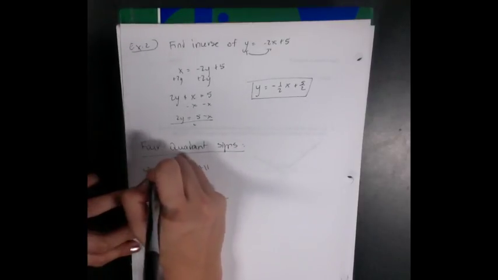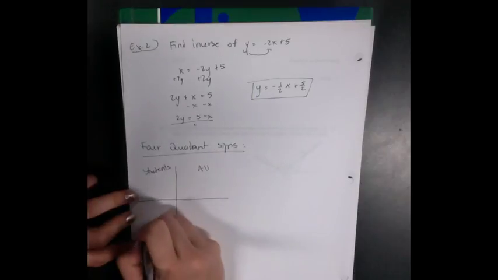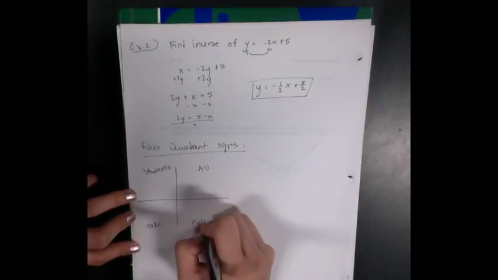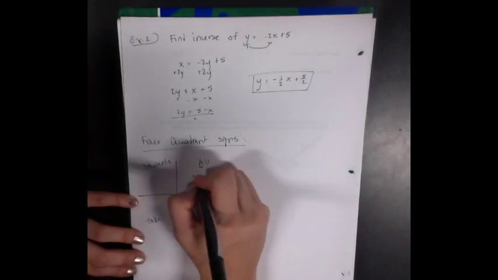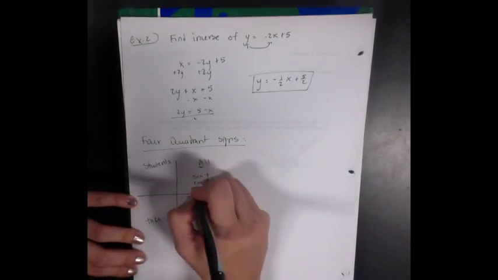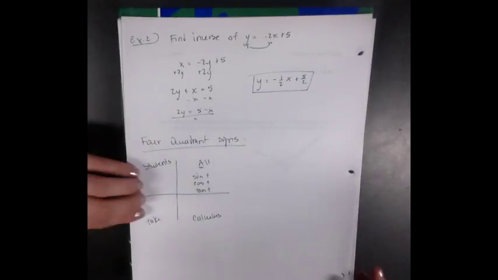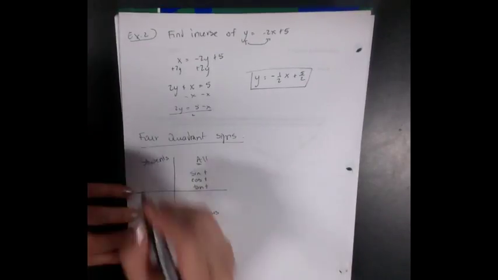All students take calculus. The A stands for all, meaning sine is positive, cosine is positive, and tangent is positive. We will do a lot more with tangent.